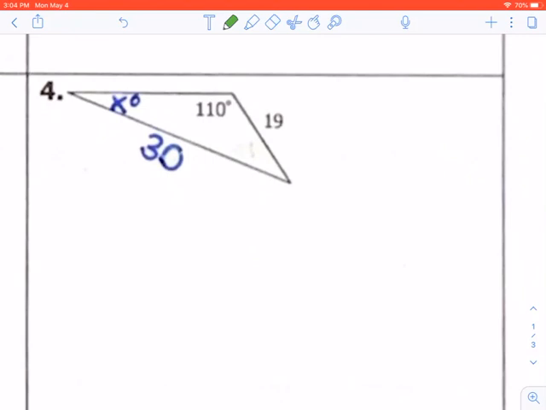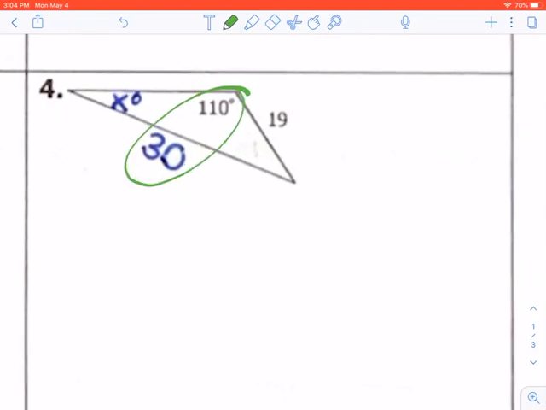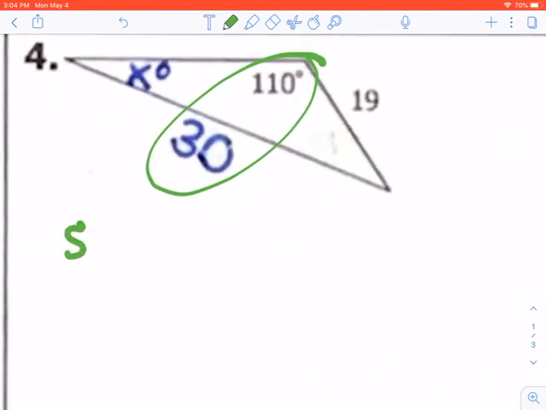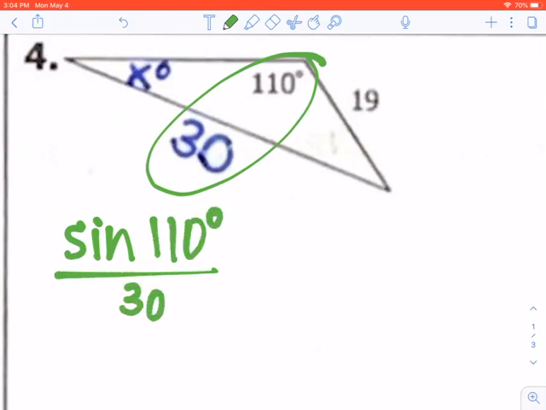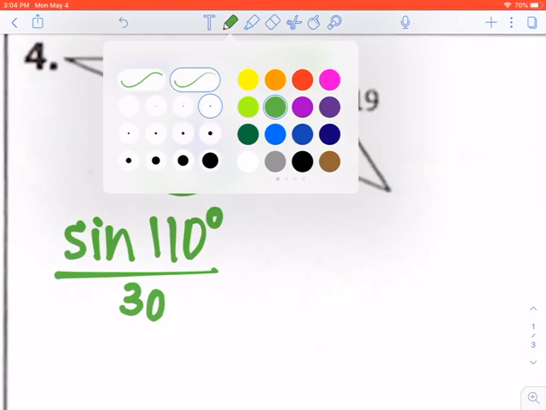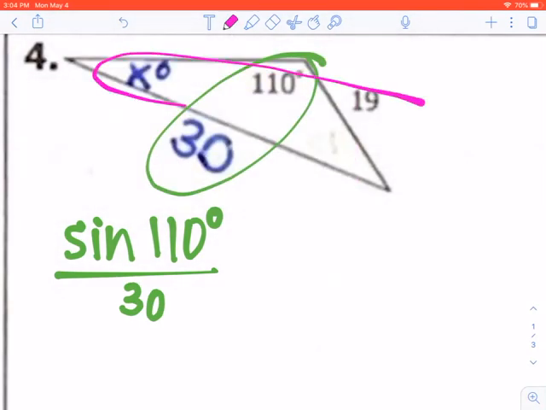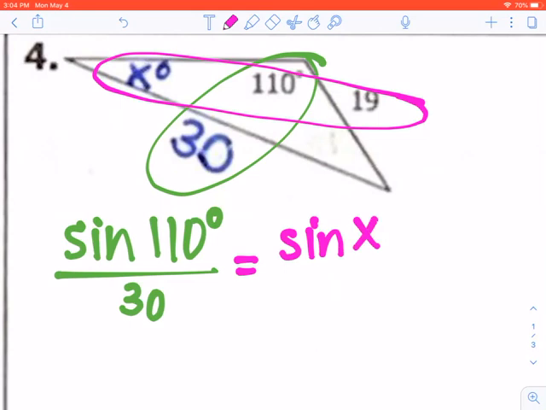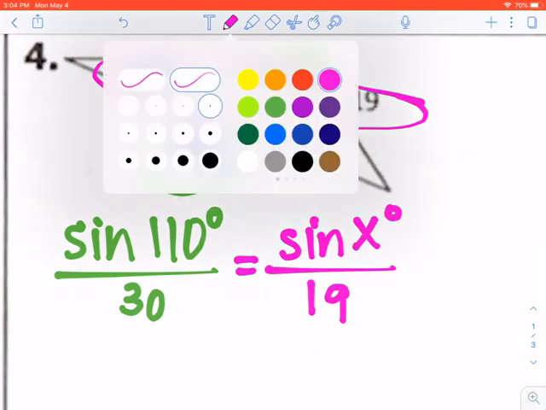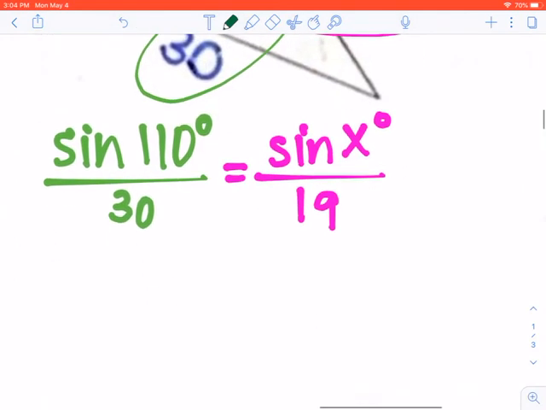So we have this pair, sine of 110 over 30, okay? And then we have our other pair. It's this x and 19. Those are opposite each other. Sometimes it takes a little bit to look at the picture, so make sure you look carefully. So it's the sine of x degrees, that's what we're going to solve for, over 19. And we will still cross multiply here, just like before.